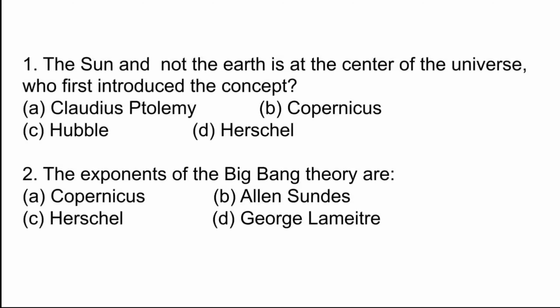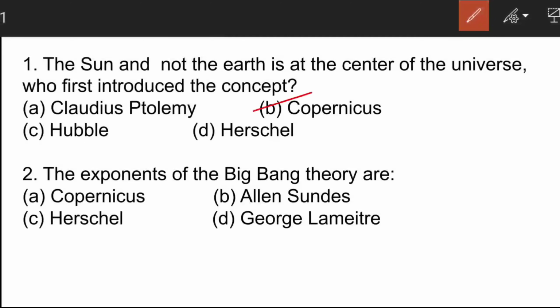Here the correct answer is Copernicus. Copernicus gave the theory of heliocentric view. He proposed it in 1543. Claudius Ptolemy gave a geocentric view that earth is in the center and all the bodies revolve around it.